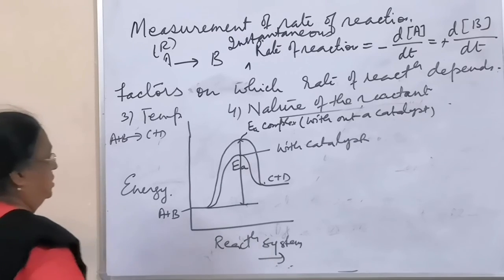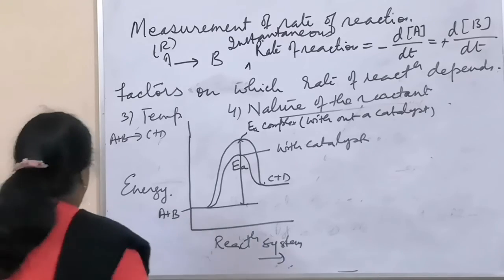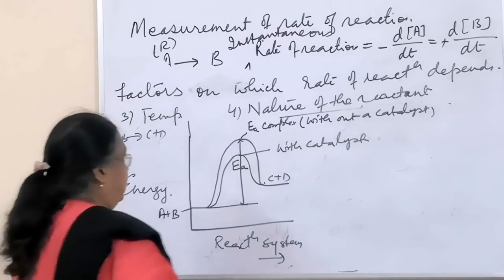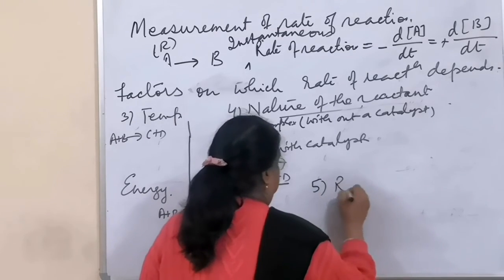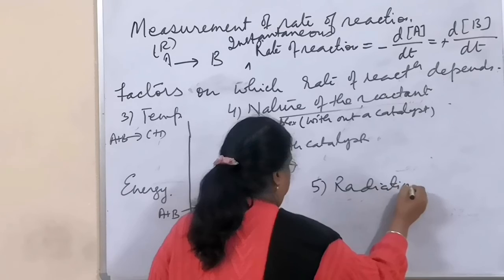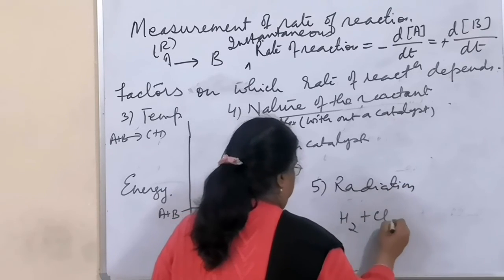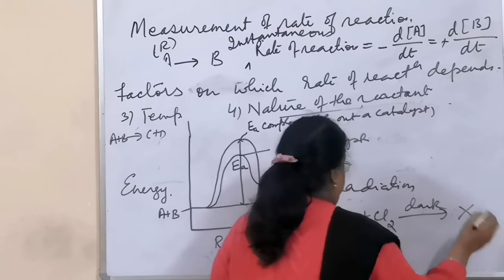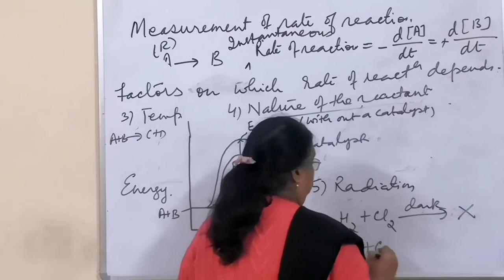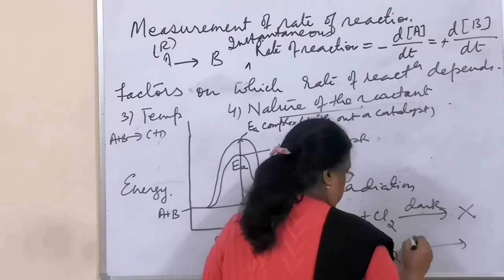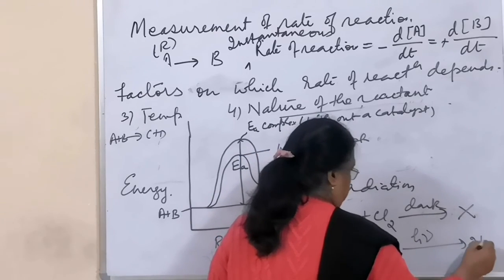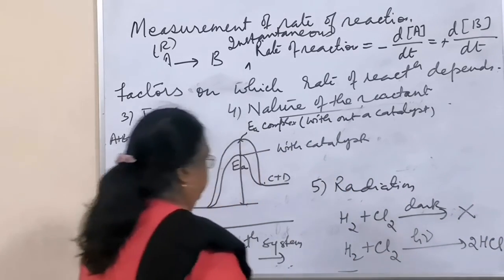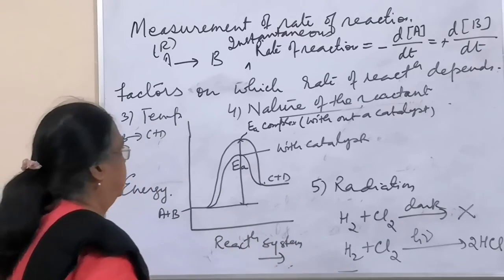Then the effect of radiation. There are some radioactive reactions, or some reactions that take place in the presence of light, like radiation. Hydrogen and chlorine will not react in the dark. In the dark there will be no reaction, but if you take diffuse sunlight, the reaction will continue. If you take bright sunlight, the reaction will be explosive. So this is the impact of radiation.